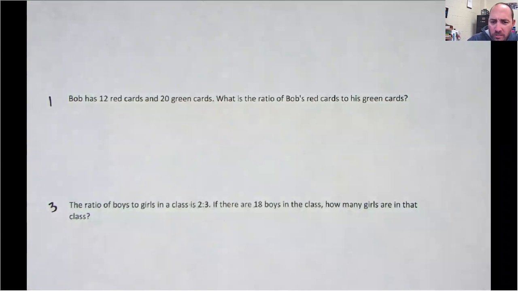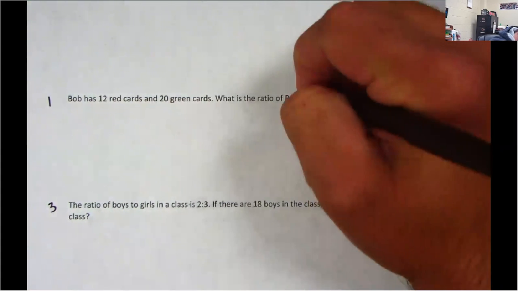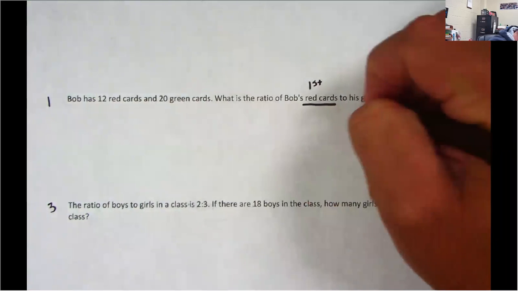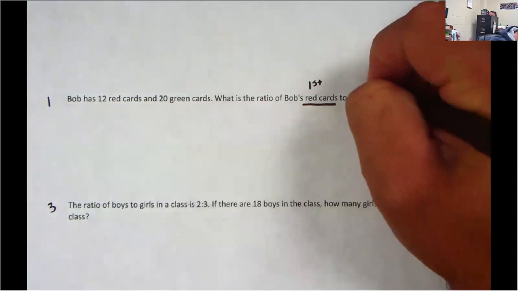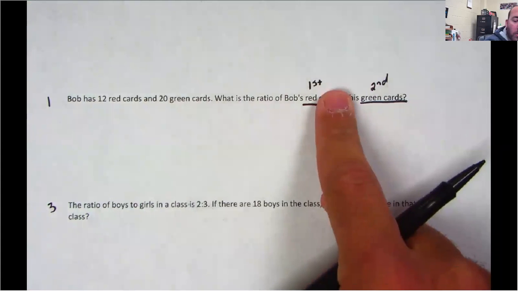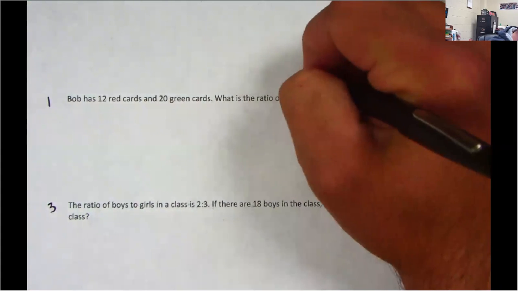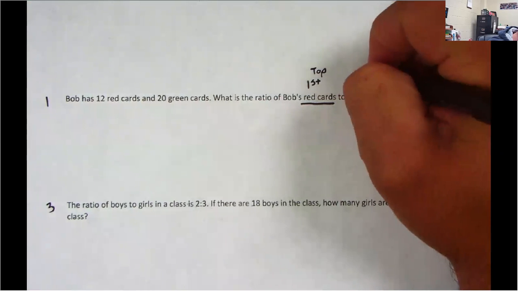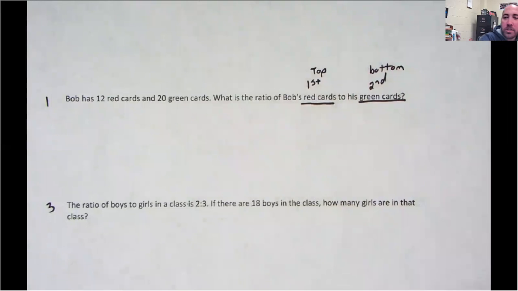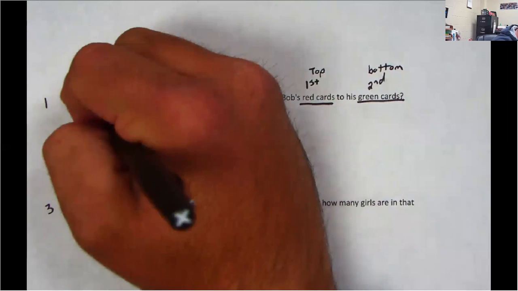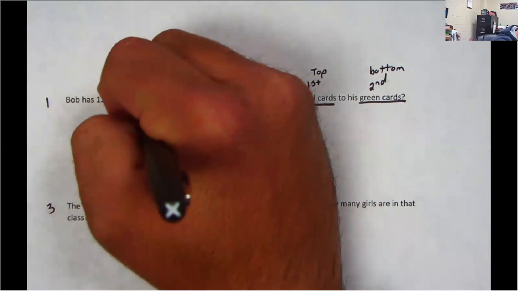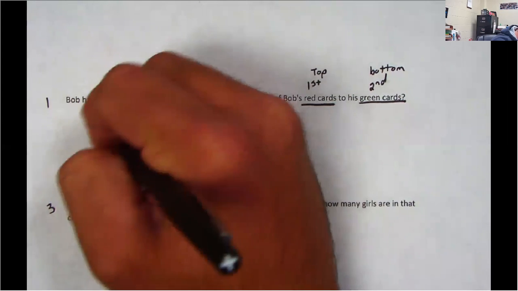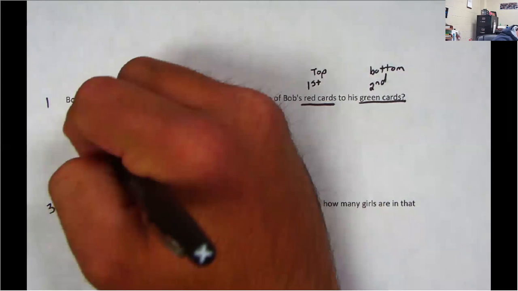Bob has 12 red cards and 20 green cards. What is the ratio of Bob's red cards, so this is first, to his green cards, which is second? Guys, if I put first, it means it goes on top. Second means it goes on bottom. So what 2 things am I comparing? Red cards to green cards.